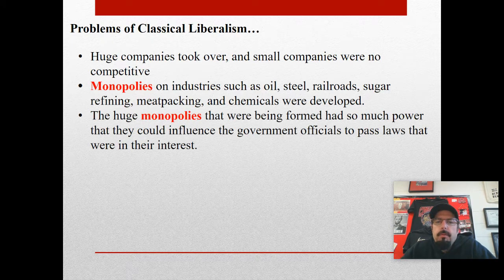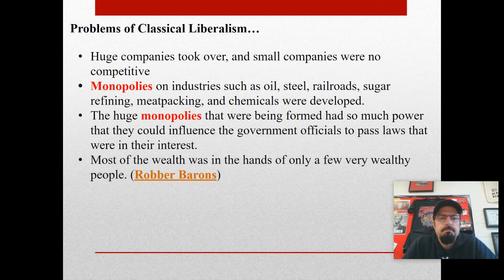Huge monopolies that were formed had so much power that they could influence government officials to pass laws that were in their interest. Eventually it became a form of cronyism or corporate welfare, in which these huge companies would arrange special business deals with governments in order to make even more money at the expense of competition, at the expense of the worker. You still see a lot of this today, by the way.